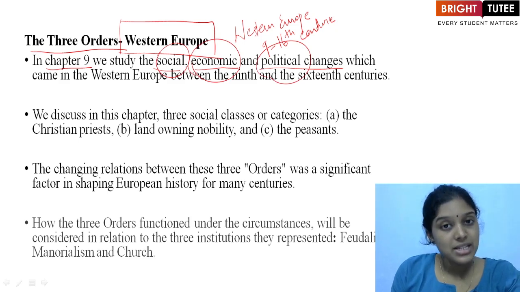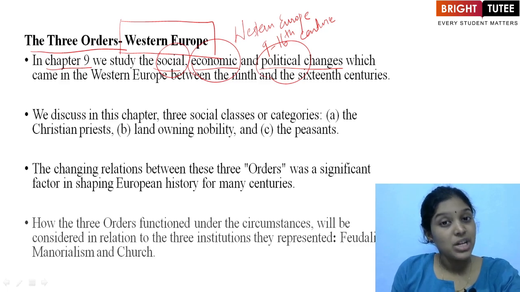So no society is stagnant. It keeps evolving and changing. So when you study the history of that society, it is important to remember that we are trying to trace this change which happens in the field of social, economic and political arena or political space.